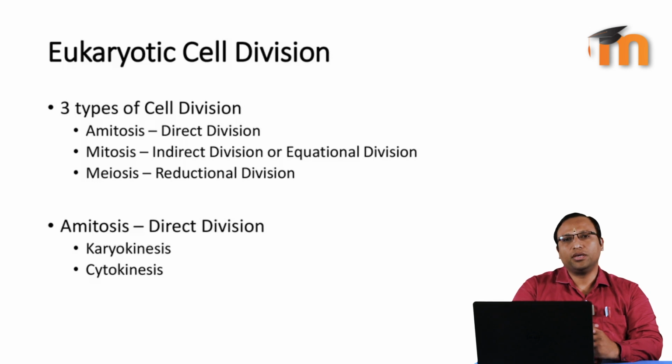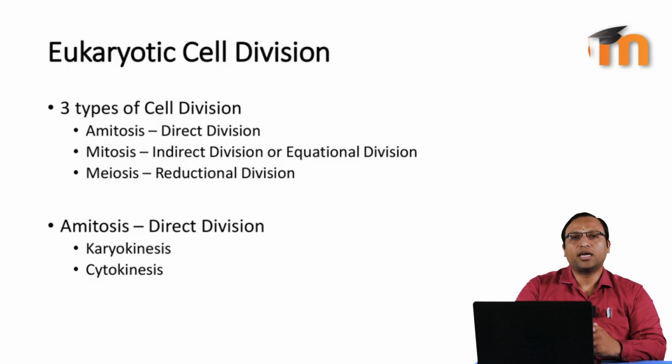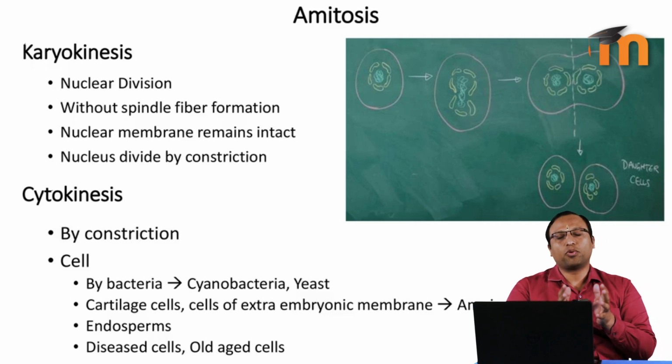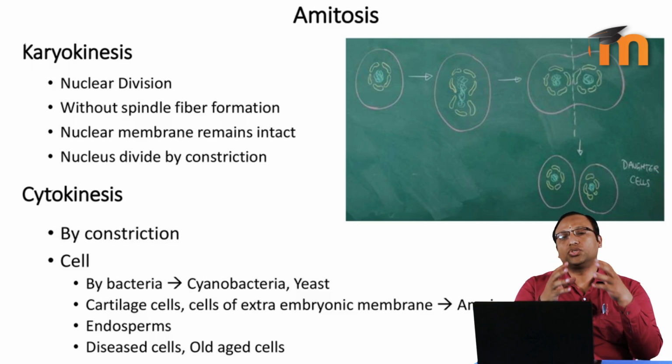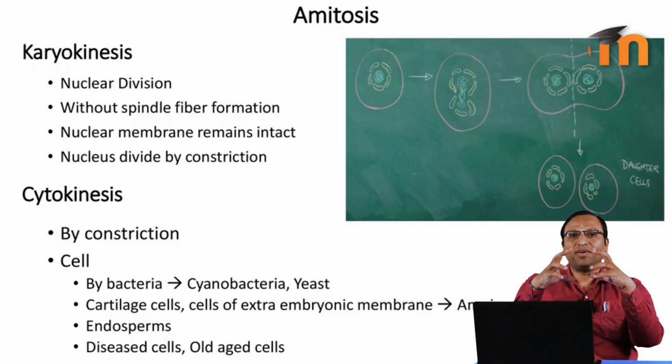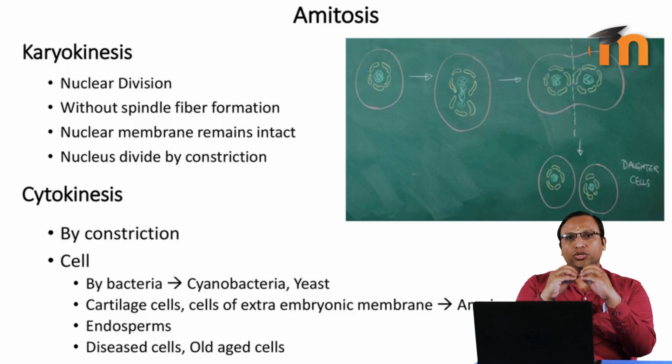Amitosis, as I said, is a direct division, and contains two different parts: karyokinesis and cytokinesis. Karyokinesis, in this process of amitosis, there will not be any division as such, but the nuclear division is going to take place. Without the formation of any spindle fiber, the invagination of the nucleus happens, due to which the cell wall also contracts and undergoes constriction, due to which the cell and the nucleus divide.